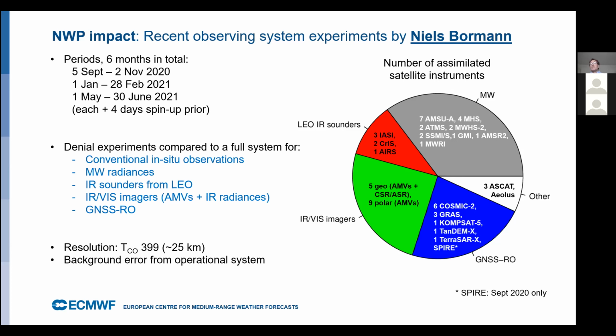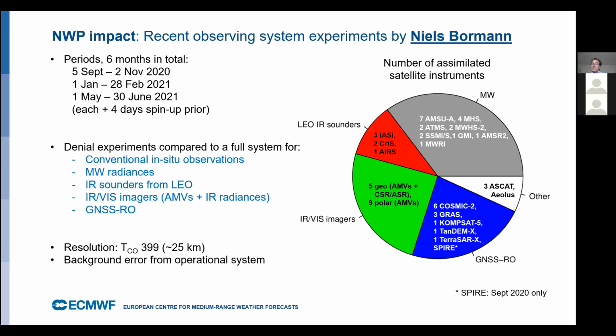So the first thing he's done is remove all the conventional in situ observations, for radiosonde, surface pressure observations, and so on, data like that. Microwave radiances, he's pulled those out independently. So the AMSU radiances and so on, they've been removed. IR radiances from LEO satellites, IASI, CrIS, and so on. And also the GNSS RO data.